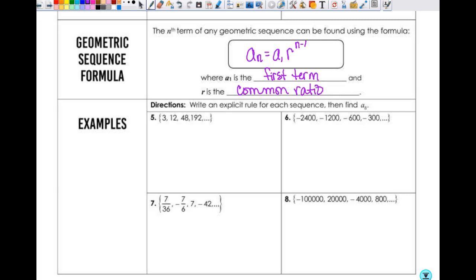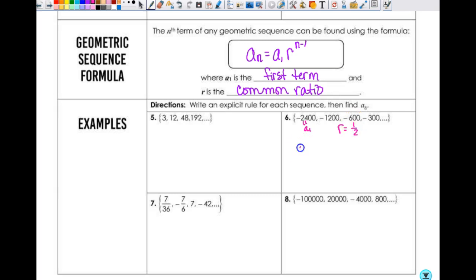Okay, so let's start with number 6. The first thing I've got to find is, well, I know that this is a sub 1, right? And then I've got to find the ratio. Is it 1/2? Yes, and is it a positive 1/2 or negative? Positive. It'd be negative when they alternate, right? So it's just a positive 1/2.